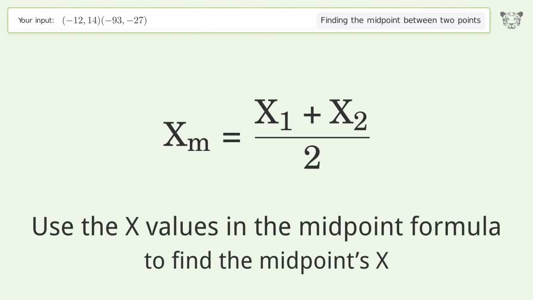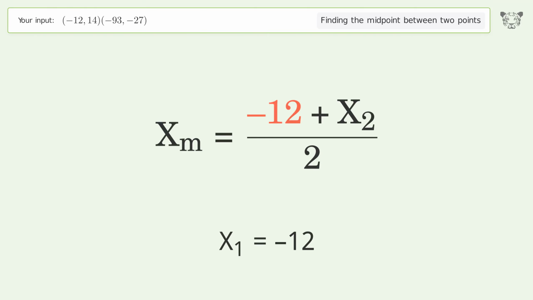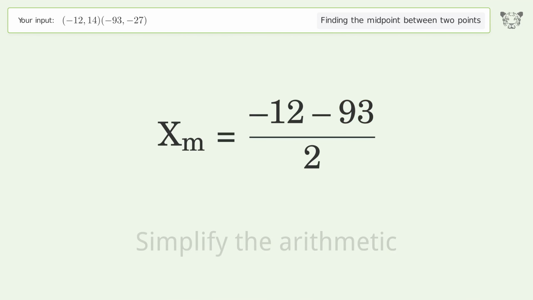Use the x values in the midpoint formula to find the midpoint's x. x1 equals -12. x2 equals -93. Simplify the arithmetic.